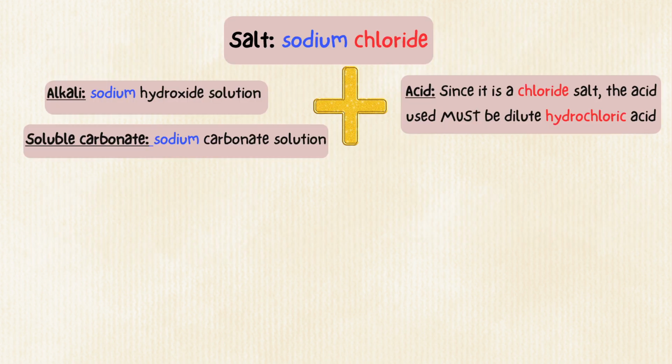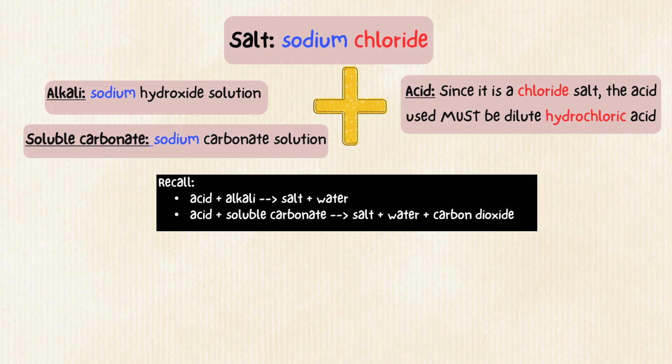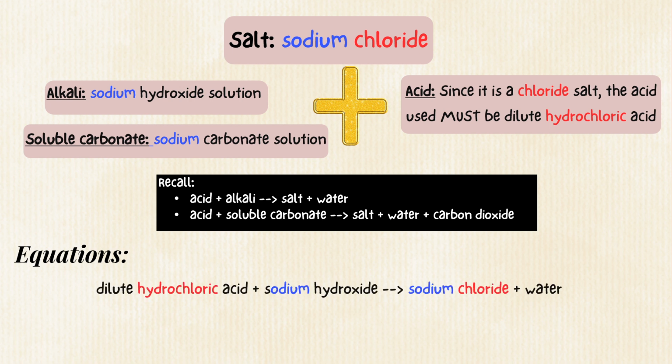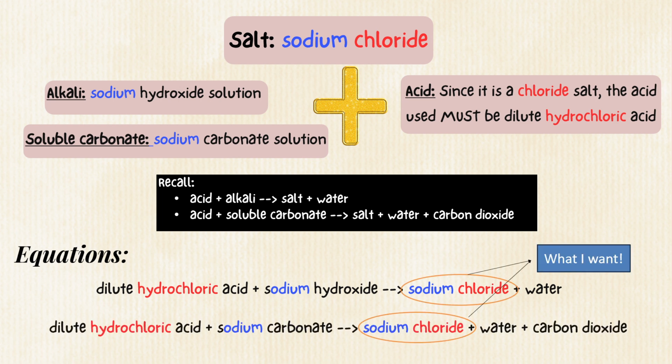So let's take a look at the equations. If I have an acid plus an alkali, I'll get salt and water. If I have acid plus soluble carbonate, I'll get salt, water, and carbon dioxide. So if I have hydrochloric acid plus sodium hydroxide, I'll end up with salt, sodium chloride, which is the one that I want, and water. Or if I have hydrochloric acid reacting with sodium carbonate solution, I will get sodium chloride, which is what I want to prepare, plus water, plus carbon dioxide.